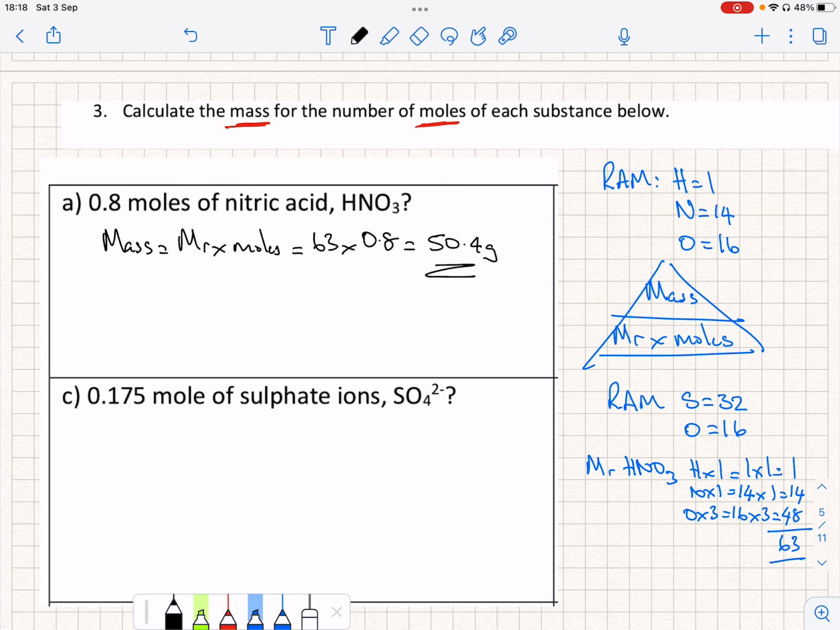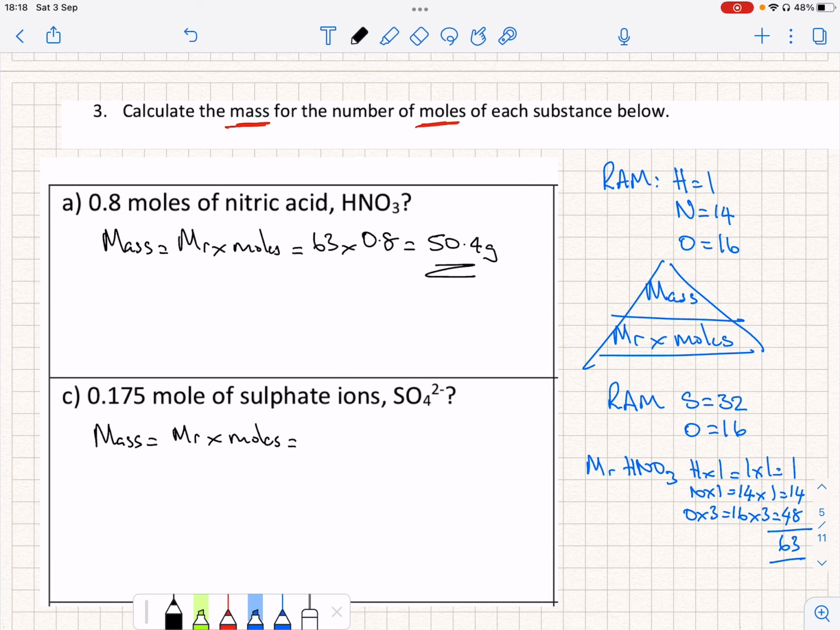Same idea for the second one. Don't be confused by the second one. So this is an ion, which has a negative charge. We don't take that negative charge into account in our calculation. So let me show you what that means. We're finding the mass. Mass is Mr times moles.